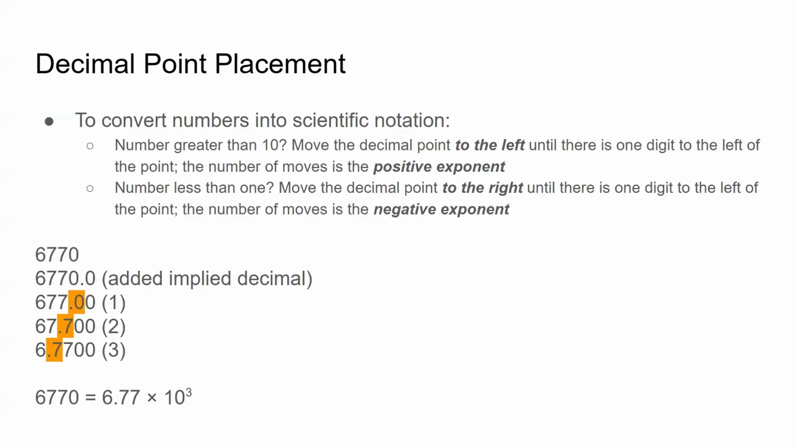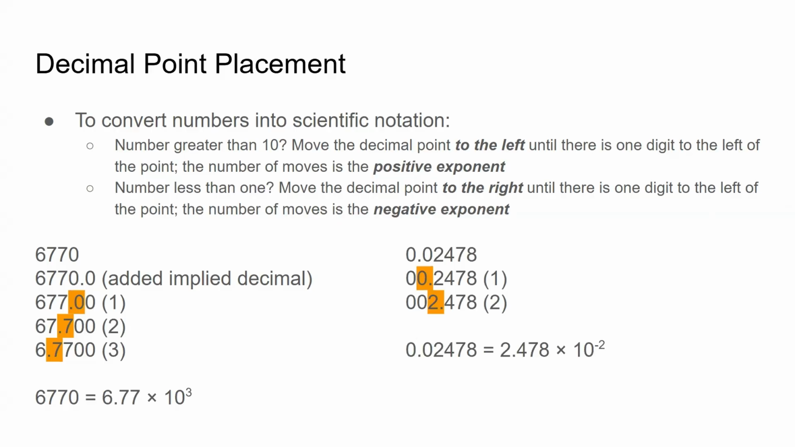If I have a smaller than 10 or smaller than 1 value, like 0.02478, I'm going to move the decimal point to the right once, twice, and at that point I have one digit to the left of the decimal point. So 0.02478 is 2.478 times 10 to the minus second.